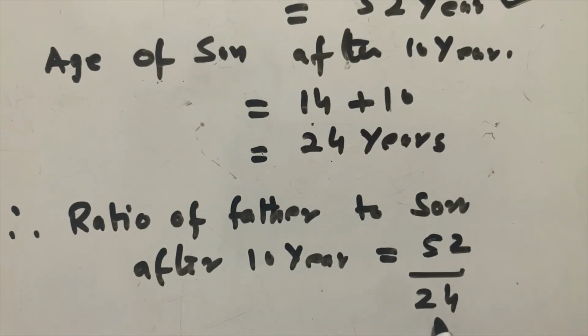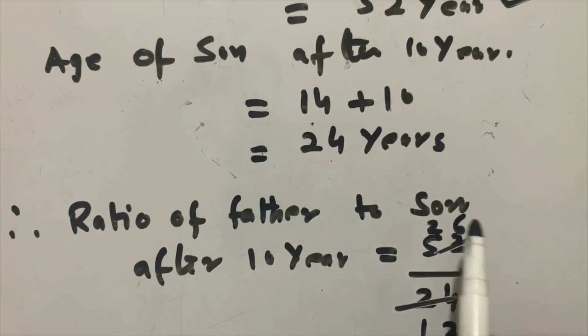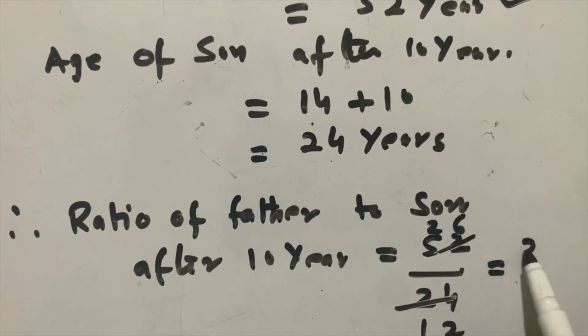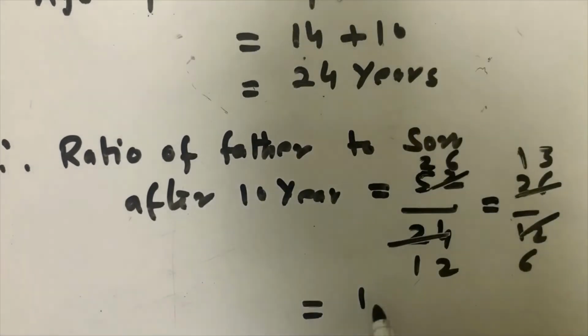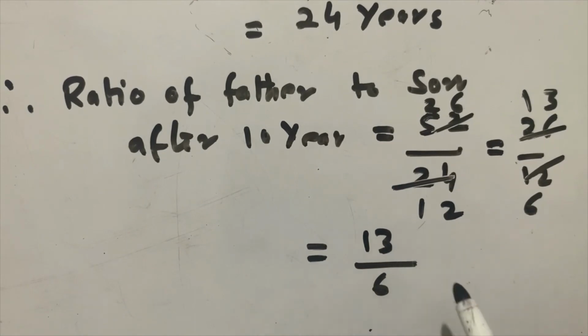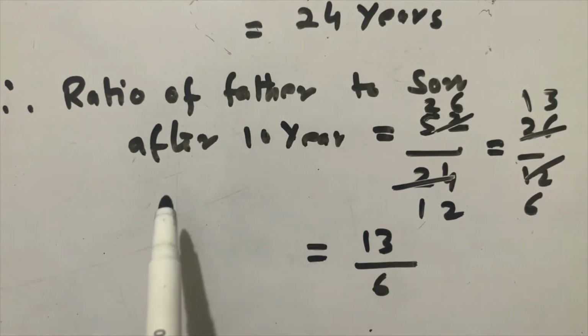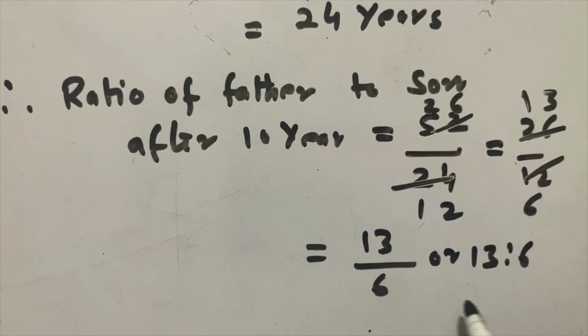Now we will use the table of 2. 2 1 2, 2 2 4, 2 6 12. Now further, 26 upon 12 we got. Once again we will use the table of 2: 2 6 12, 2 1 2, 2 3 6. Since it cannot be further simplified, we got the ratio 13:6. Therefore age of father to son after 10 years is 13:6. 13:6 is the answer.